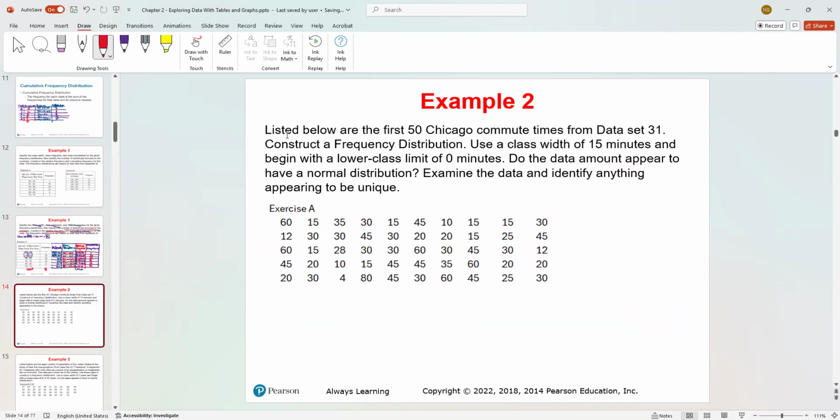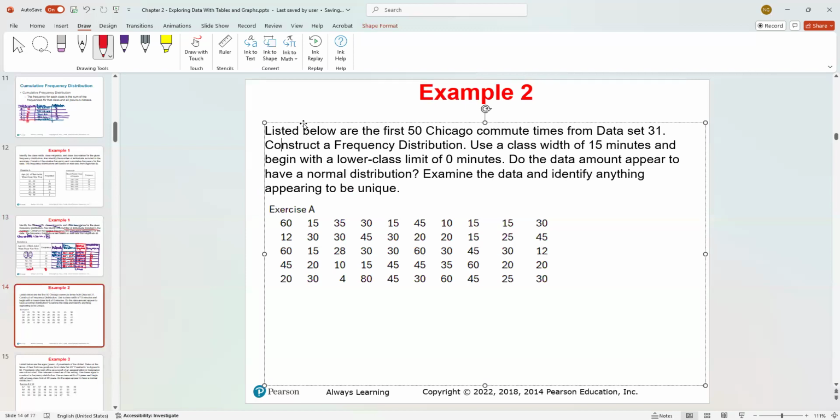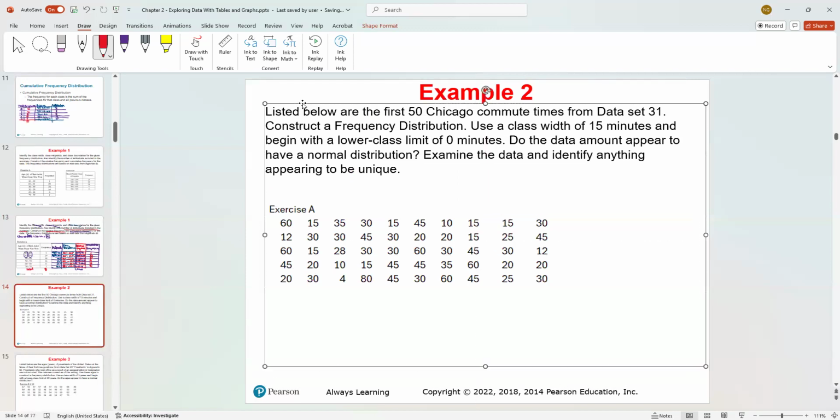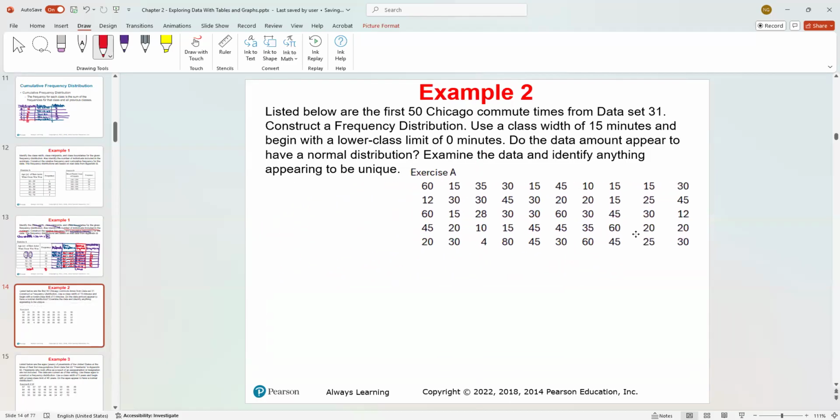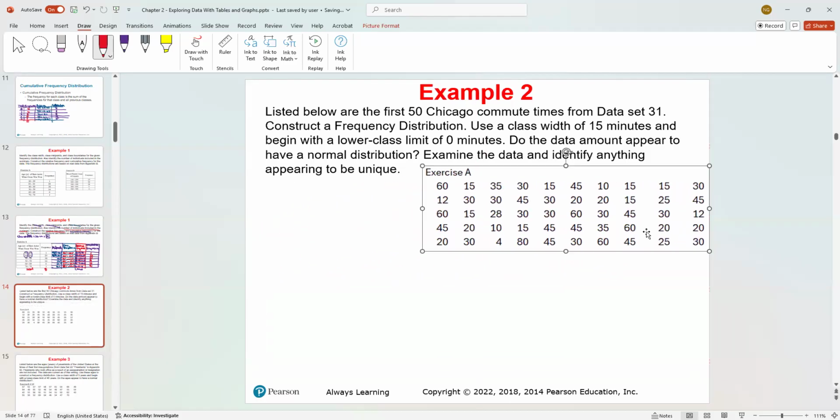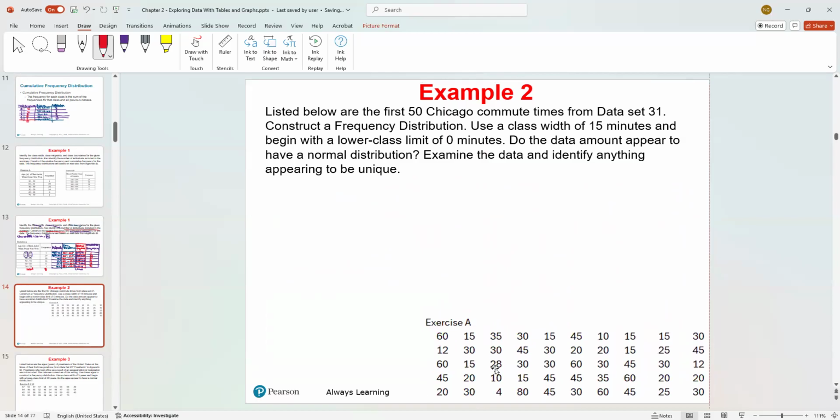Because we need to construct a frequency distribution, the first thing I'm going to do is make this one smaller because we need space for it. We're going to try to put this table somewhere here. I can even put it down here because we need more space. They ask us to use the class width. Remember, when you construct your class intervals, we must have the class width.